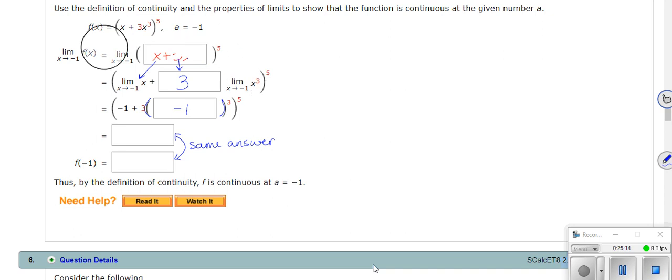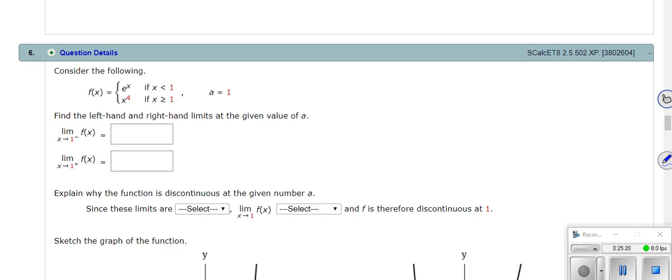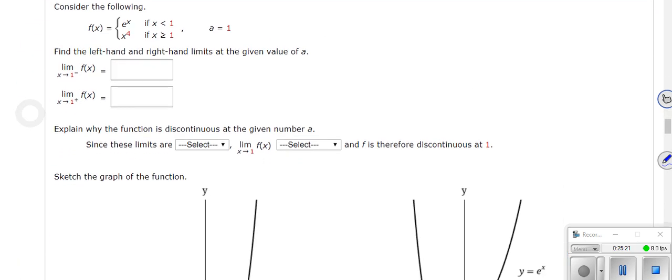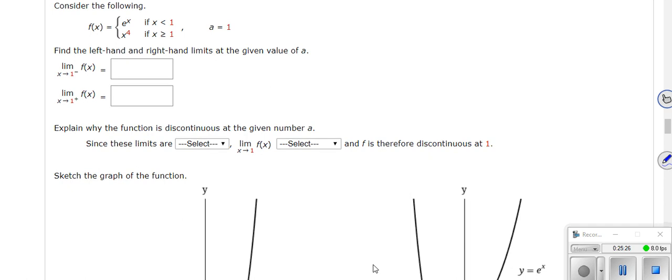All right, moving right along. Okay, consider the following. Now we're talking about graphs. This is a piecewise function where they say, okay, we want the graph of this, and then we want the graph of this, and based on the domain, we have like two graphs kind of smushed together.